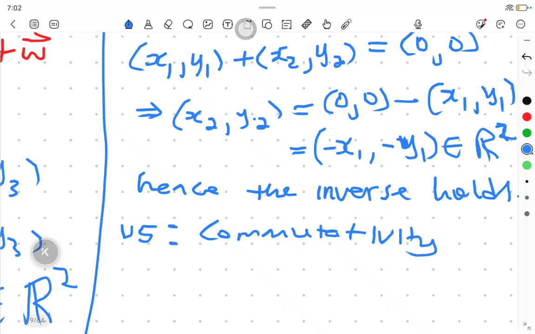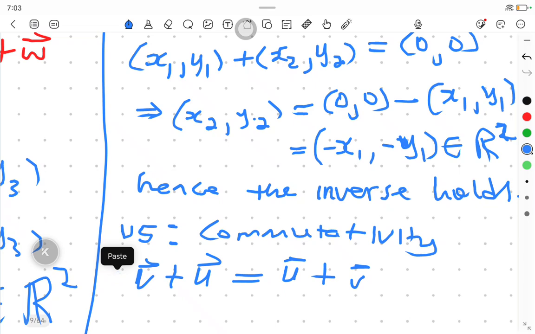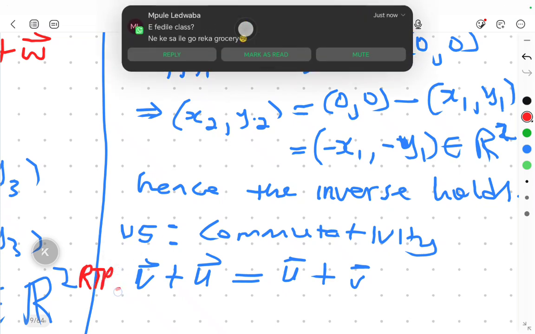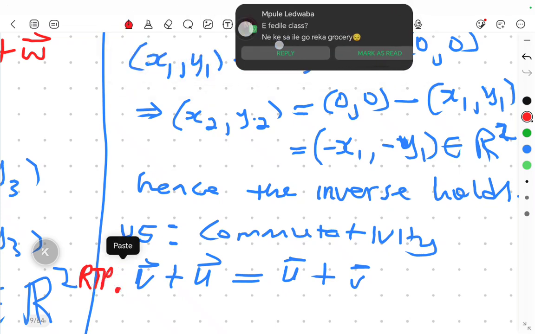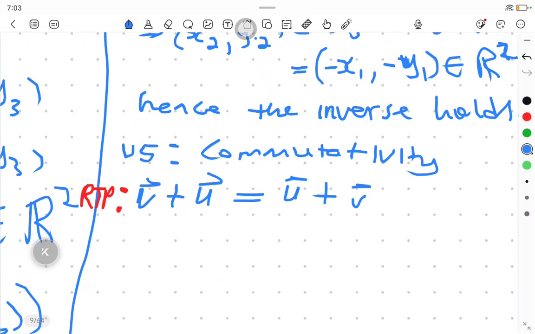So for commutativity, we know we can have v plus u. This is what we are required to prove, right? So I'm just going to say required to prove. And then now I look at the left hand side.